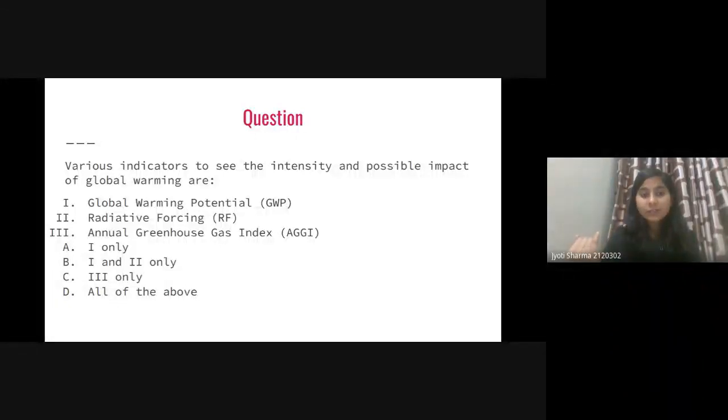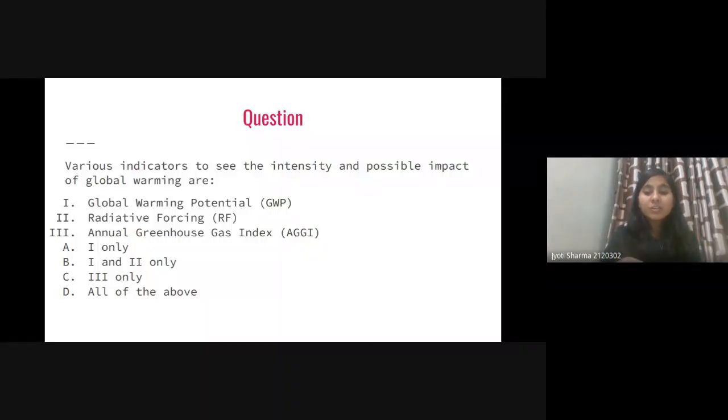Then radiative forcing. Because of some particular gas, we have two types of radiative forcing, positive and negative. Positive means the net radiation is positive, meaning the outgoing radiation is lesser in comparison to the incoming radiation. It may be because of some greenhouse gases, and whenever there is a positive radiative forcing, it means there will be warming. Whenever there is a negative radiative forcing, it means there will be a cooling effect. So that's why this is also an indicator.